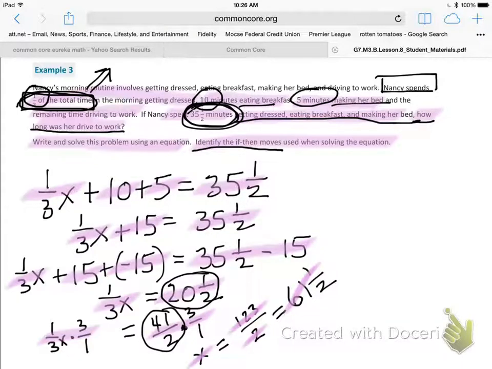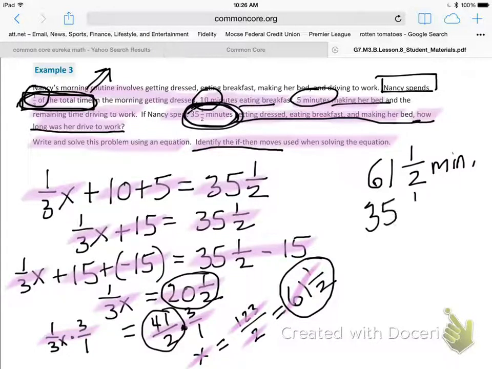Okay, but we're not done yet. So this is x. This is the entire time, the total time. So the total time is 61.5 minutes. Now the time for getting dressed, eating breakfast in 5 minutes, and making her bed is 35.5 minutes.